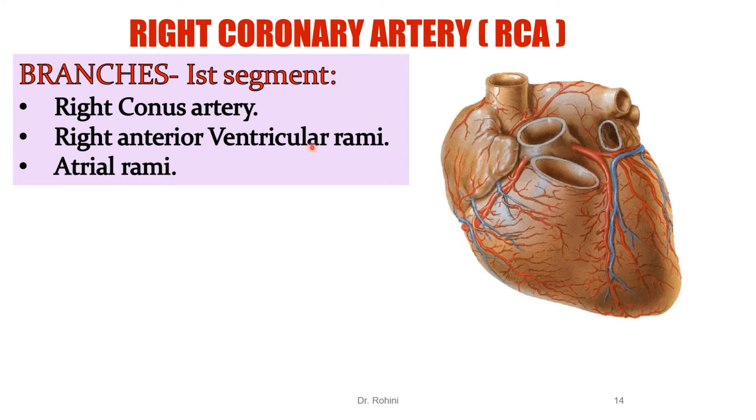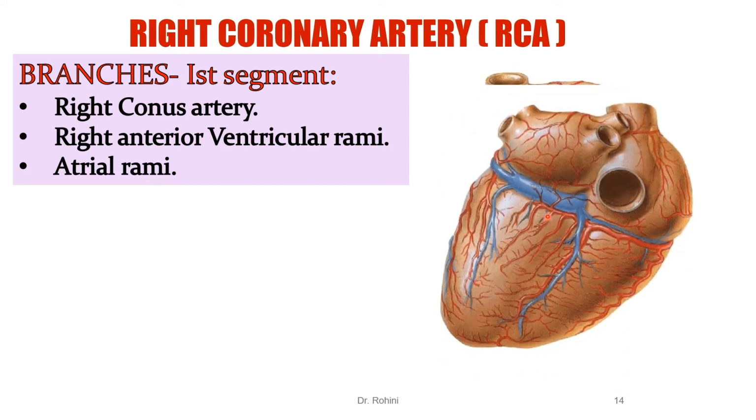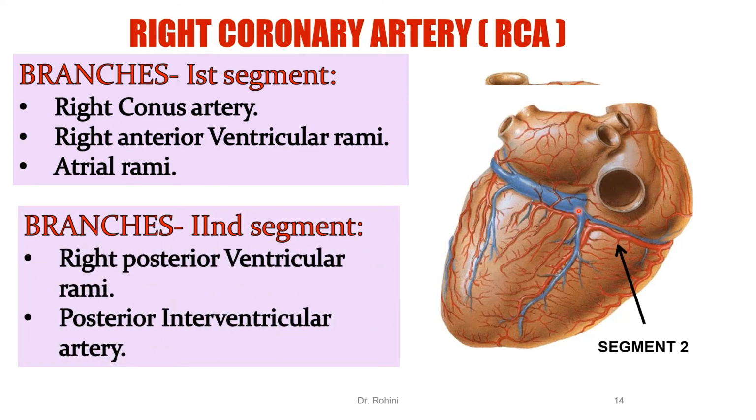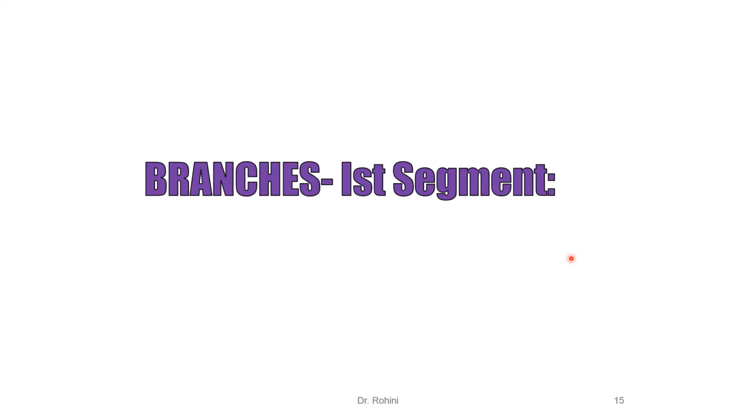So the branches from the first segment are the right conus artery, right anterior ventricular rami, and atrial rami. We have three branches from the first segment. From segment 2, we have other branches: the right posterior ventricular rami and the posterior interventricular artery. So we'll discuss now one by one. Segment 1.